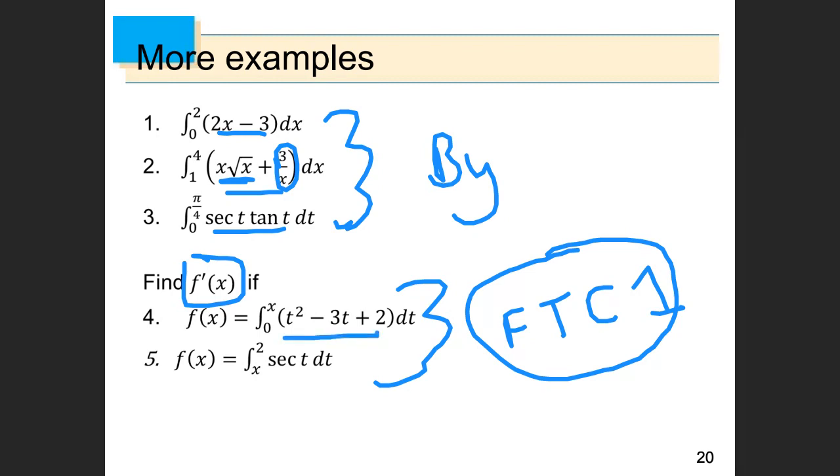It's continuous on the set of real numbers. Therefore, if I choose 0 to x, it's fine. x can be any value after 0. So in this case, we can just say f prime of x is x squared minus 3x plus 2.